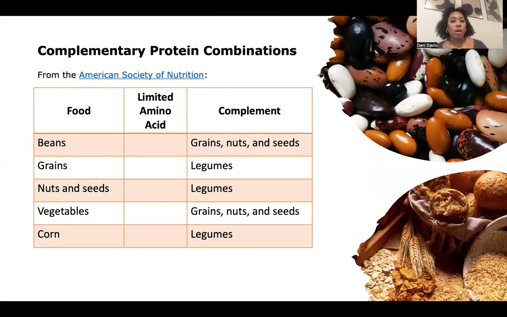So, complementary protein combinations. We have beans. What would complement that would be nuts, seeds, and grains, like that rice and beans in the last slide. And then here we go: grains and legumes, nuts and seeds with legumes, vegetables with grains, nuts, and seeds, corn, and legumes.